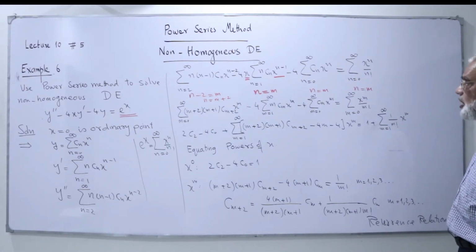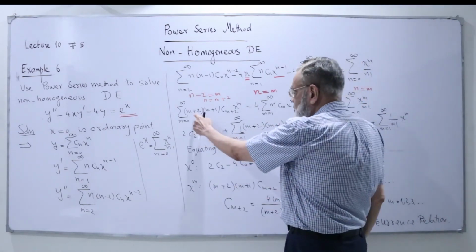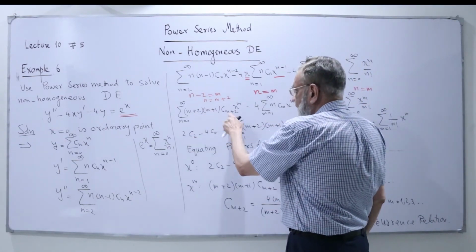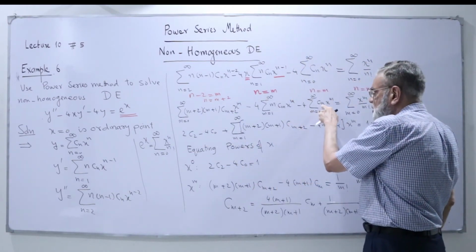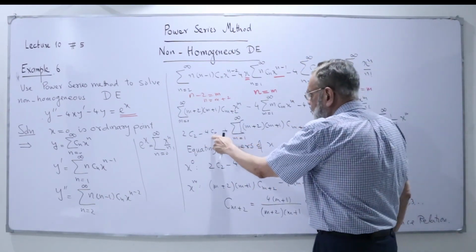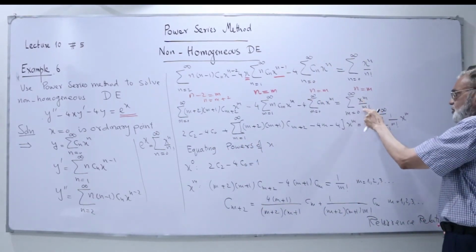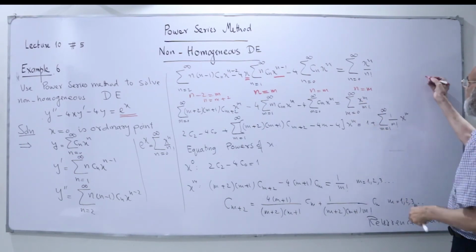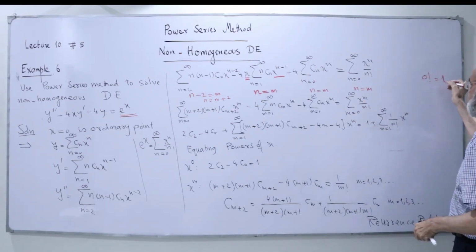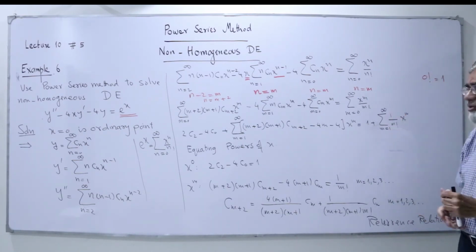When we take m equal to 0 out, from this term we get 2 into 1 is 2, c2, x to power 0 is 1. From the other term we get c0, x to power 0 is 1, and we get minus 4c0. On the right hand side we take m equal to 0 out and we get x to power 0 over 0 factorial. Remember this one, 0 factorial is equal to 1. So we get 1 upon 1, which is equal to 1, and the rest is coming from 1 to infinity.